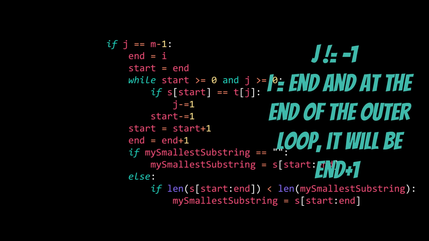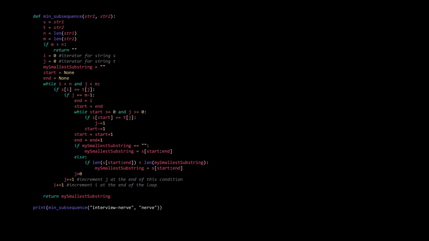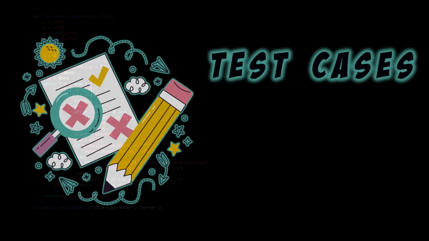Instead of j is equal to -1, we will make j is equal to 0. And while iterating further, it will be converted to j is equal to 1. And that's it. We return the substring with the smallest length. Here's the entire code. Let's look at a few test cases to understand how our code is doing.